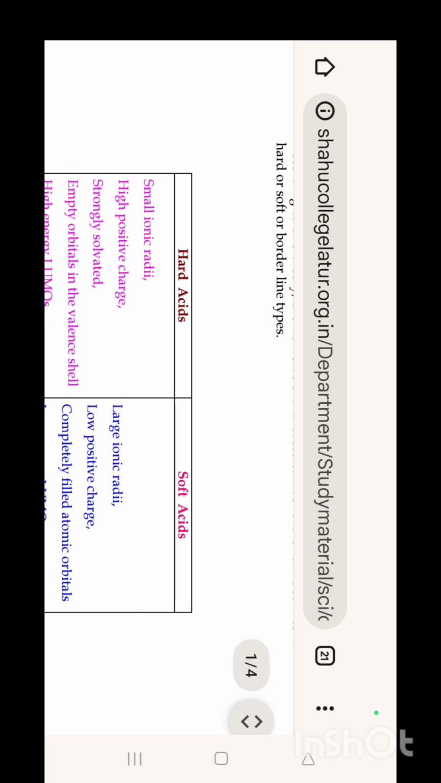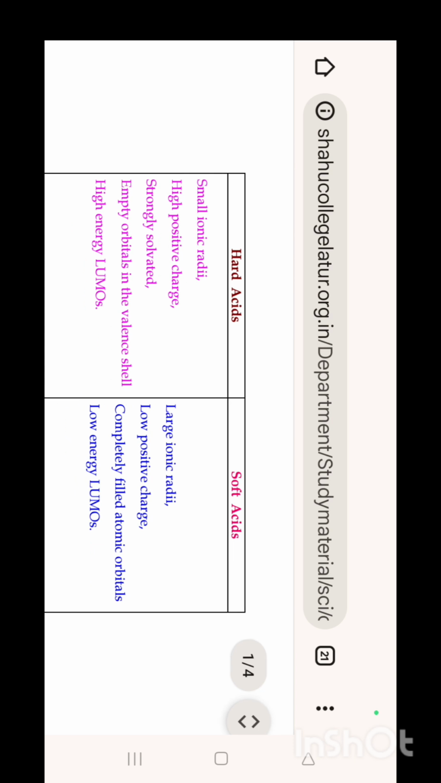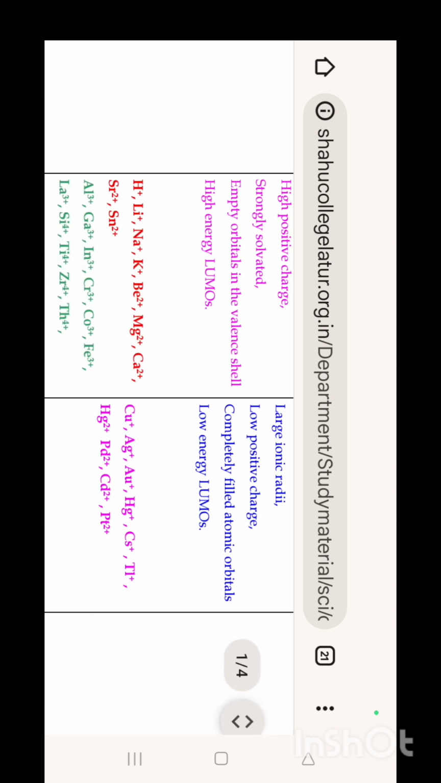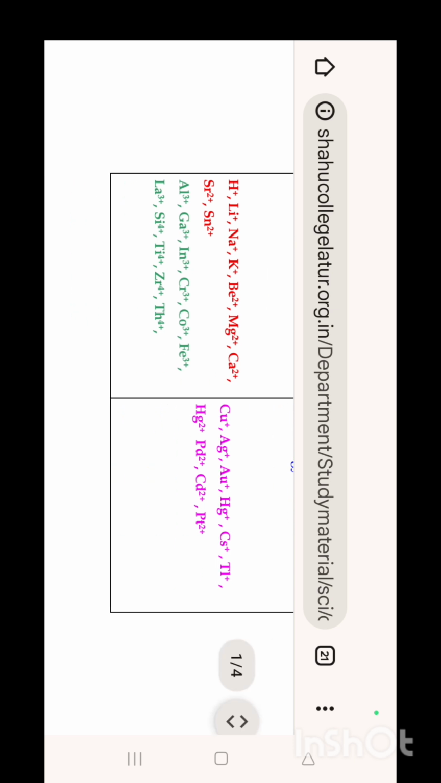Hard acids have small ionic radii, high positive charge, are strongly solvated, have empty orbitals in the valence shell, and high energy. And soft acids are large ionic radii having low positive charge, completely filled atomic orbitals, and low energy. Examples of hard acids are H⁺, Li⁺, Na⁺, K⁺, Ba²⁺, Mg²⁺, Ca²⁺. And examples of soft acids are Cu⁺, Ag⁺, Au⁺, Cs⁺, Tl⁺, Ag²⁺, Pd²⁺.